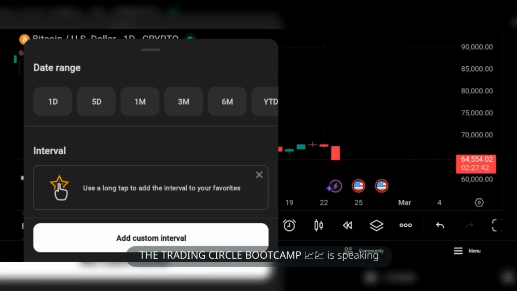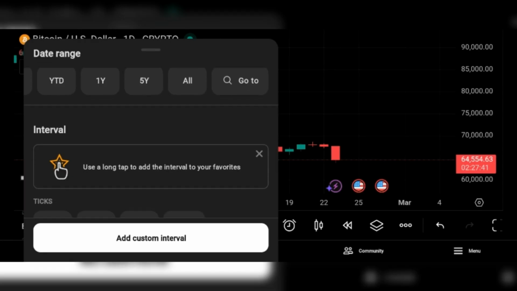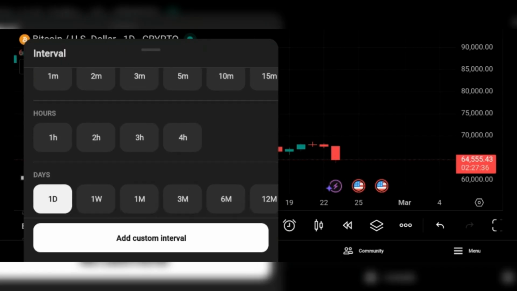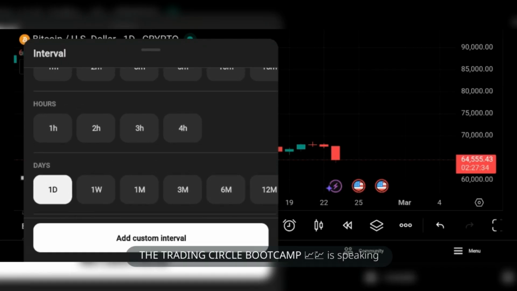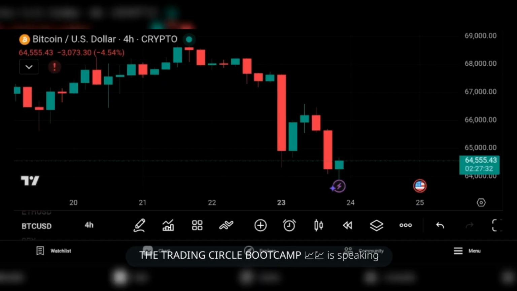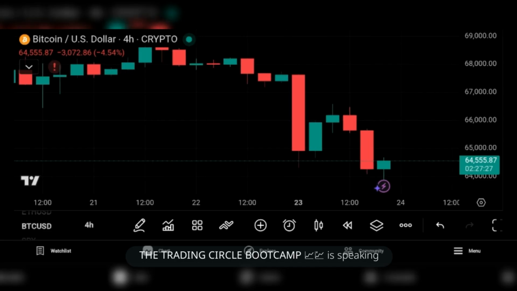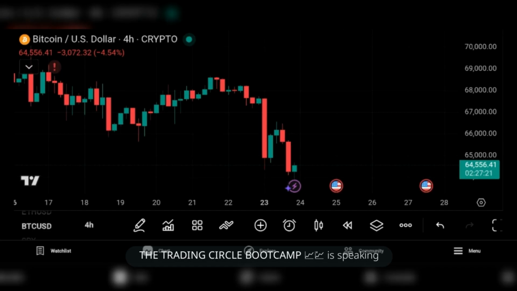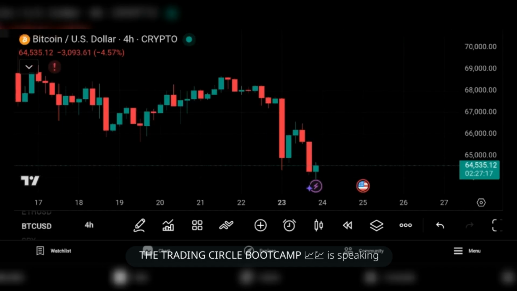Let me go to a lower time frame. So let's go to 4 hours. Now, when you go to 4 hours, you see that the candlesticks are kind of bigger. It's because we are now zooming into a smaller time frame. So you can zoom out, you can zoom in. This is just flexible.